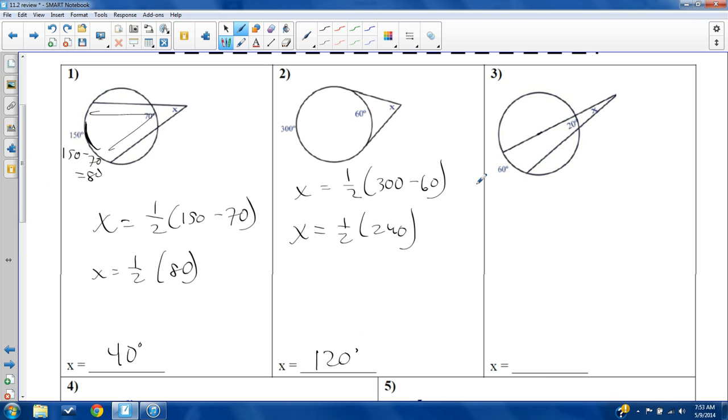Moving on here. X, once again, two secant segments right here. If I put x inside here, inscribed angle, that would be 60 minus 20. So x, the angle measures 1/2 of that intercepted arc, 60 minus 20. X is 1/2 of 40. So x equals 20 degrees.